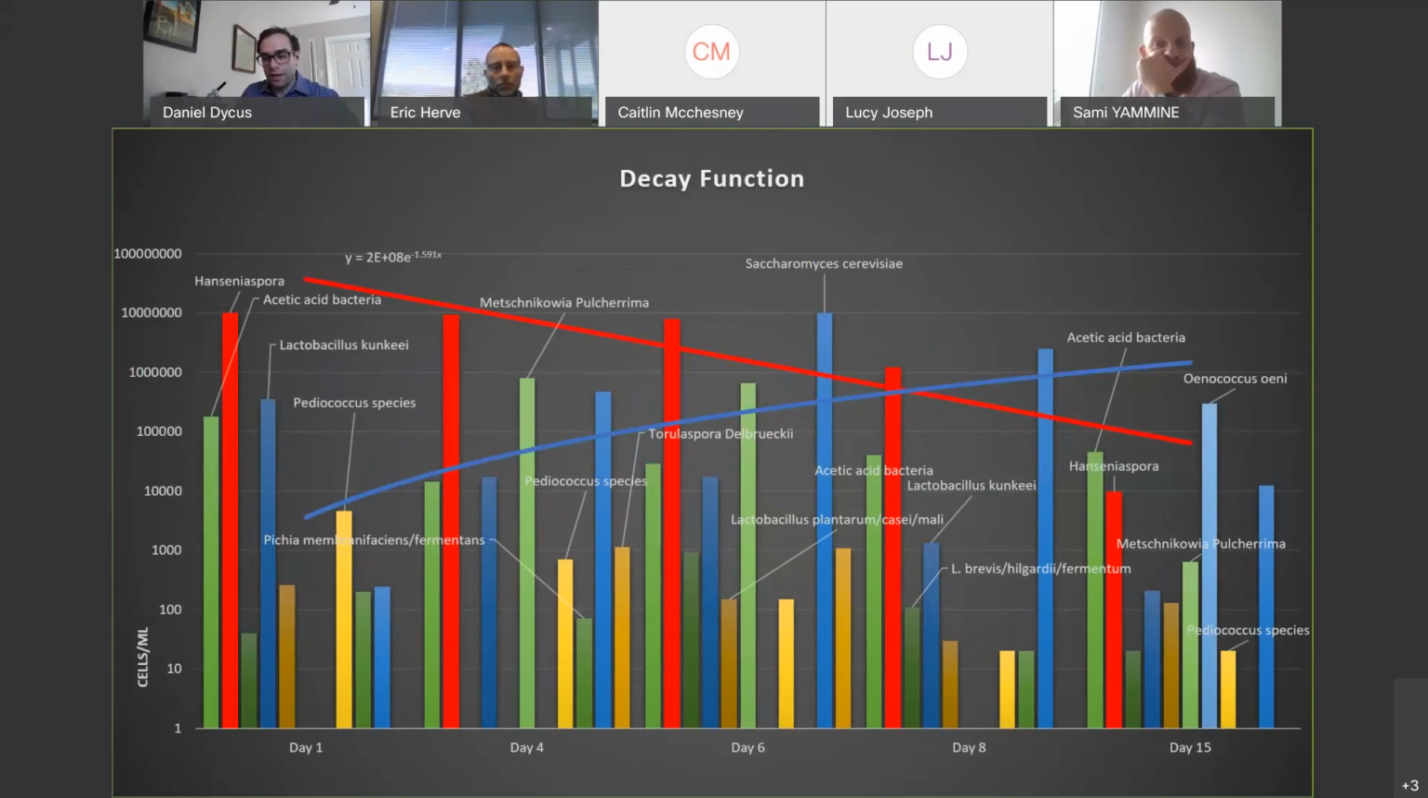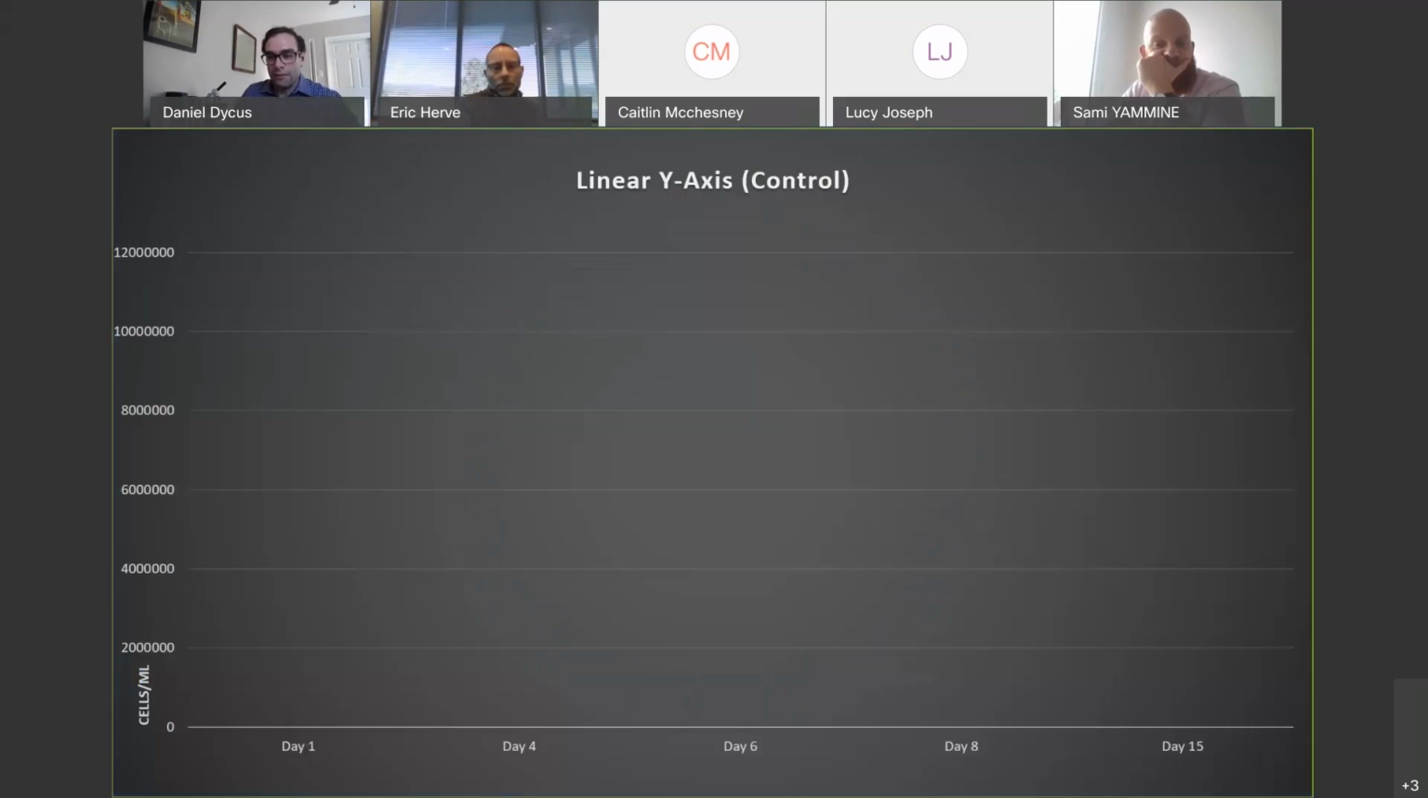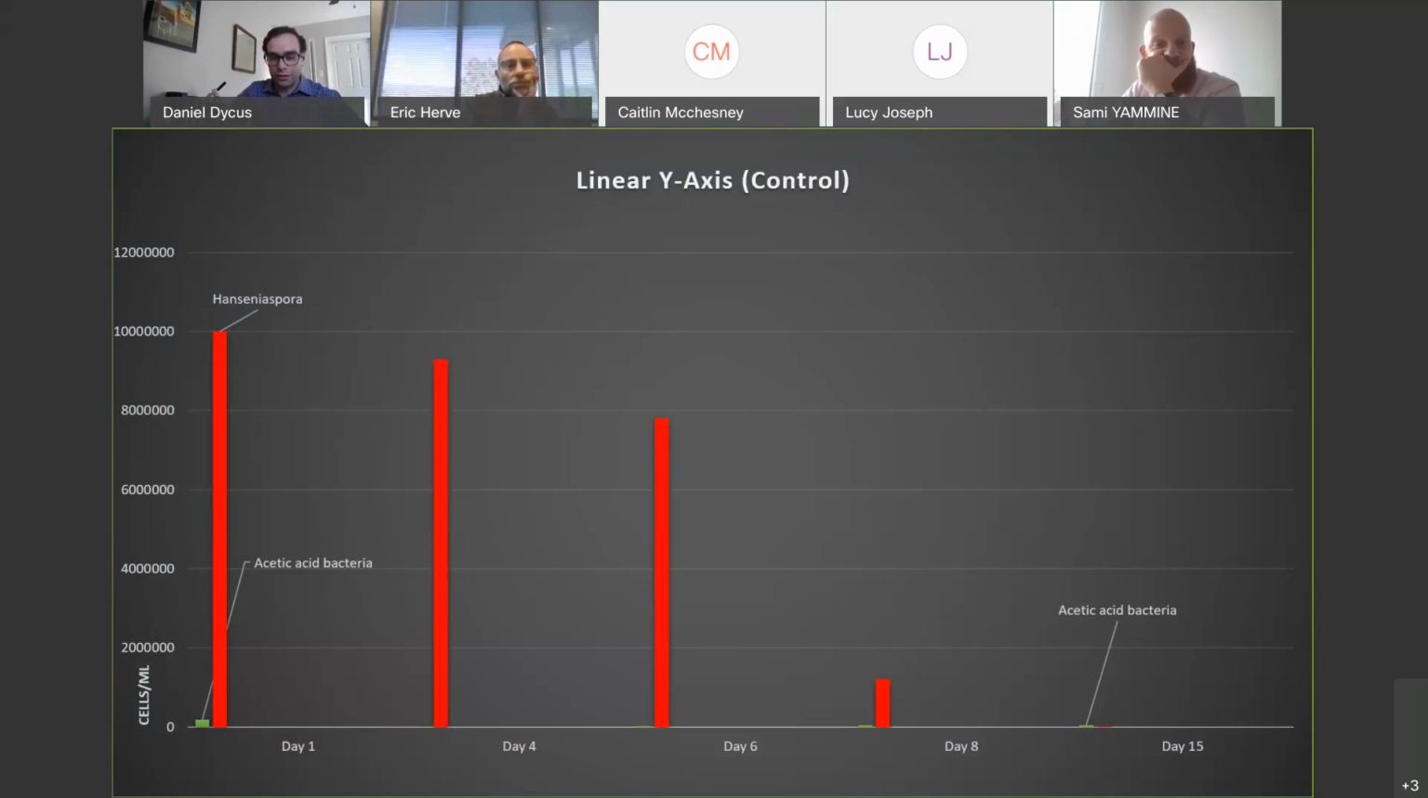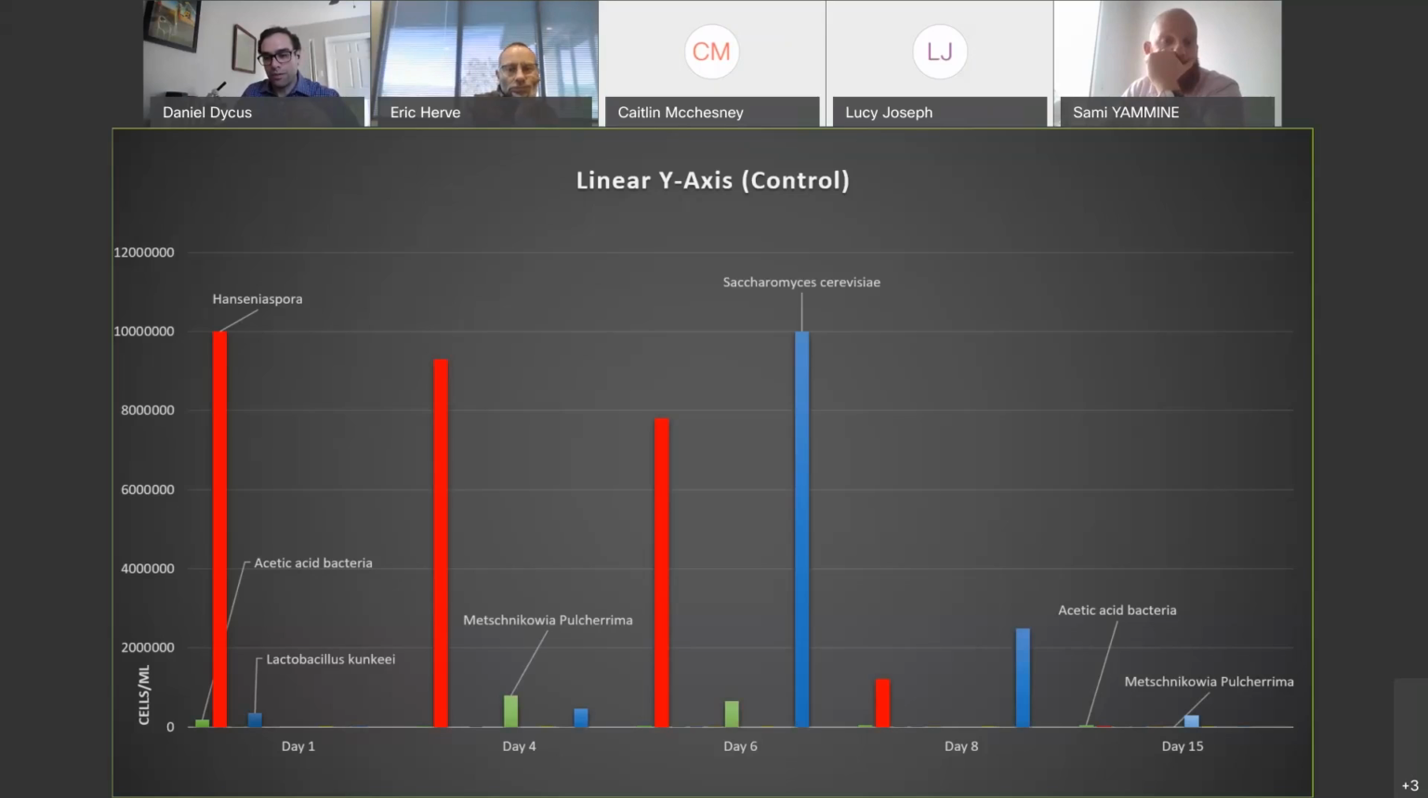The Hanseniaspora begins to die. But if we look at it on a linear axis, instead of a logarithmic scale, we just transform and change the scale so that we have a linear axis, and we can see the amount of Hanseniaspora is just incredible. It's a lot of pressure from the Hanseniaspora, providing off characters during those first 6 days of fermentation before the Saccharomyces builds up its population to produce enough ethanol to kind of eliminate the Hanseniaspora.